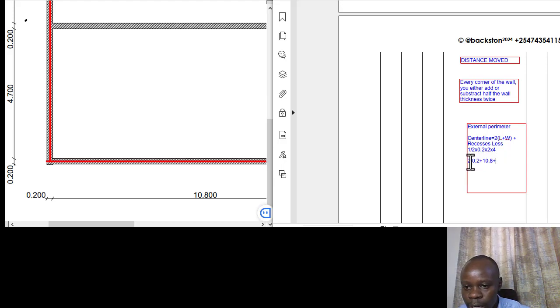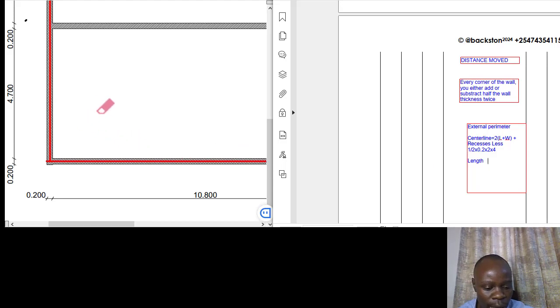So center line is equal to 2 into length. Let's calculate the length. We can first get these dimensions complete, and then we'll adopt the formula once we have calculated all those dimensions.